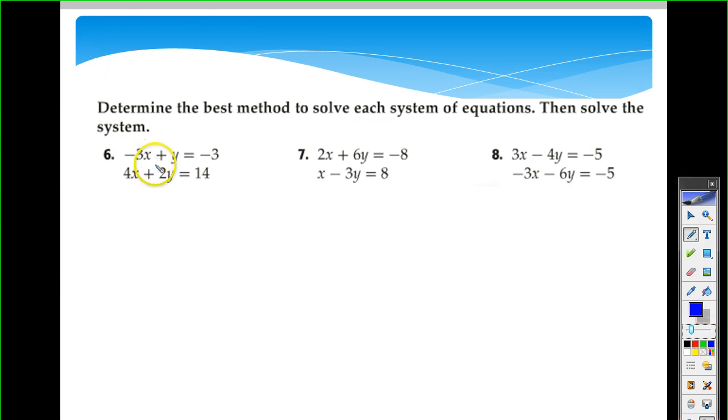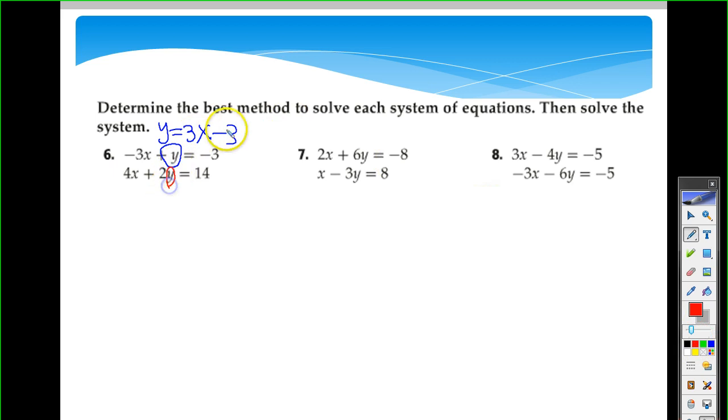So here, I already see this y by itself, so I could change the entire equation into y equals 3x minus 3. So this one I would actually use substitution.